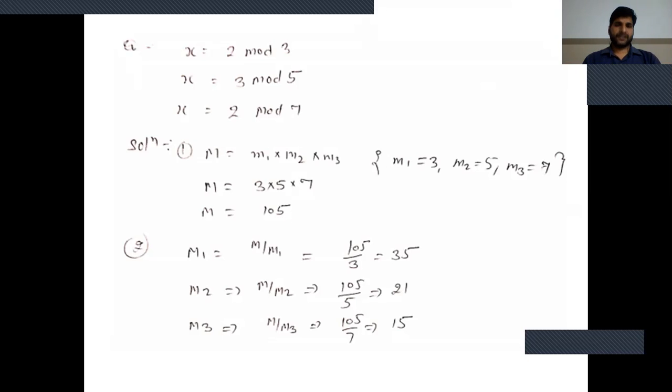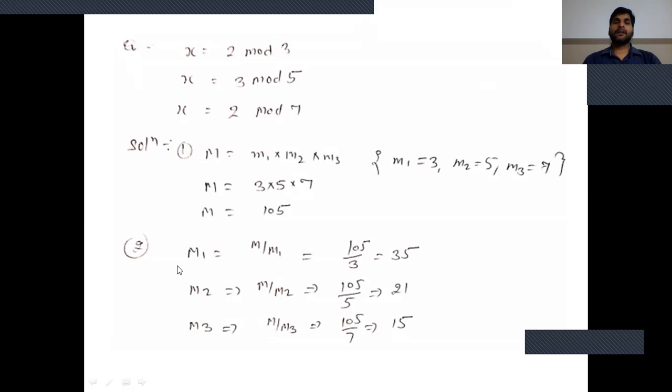In the second step, we calculate the values of M1, M2, M3. So M1 equal to M upon m1. The value of M equal to 105, so M1 equal to 105 by 3 equal to 35. M2 equal to M upon m2, 105 by 5 equal to 21. M3 equal to M upon m3, 105 by 7 equal to 15.